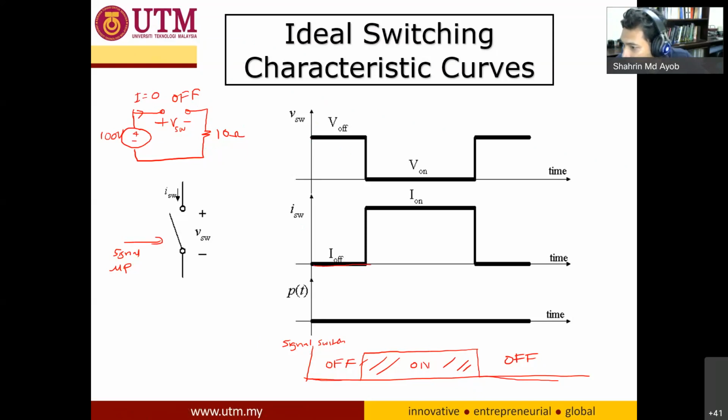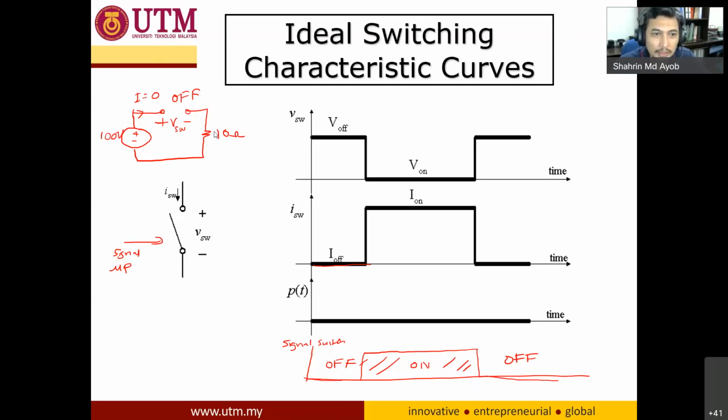Yeah, 100 volt. Isn't it a short circuit because the switch is off? When the switch is off, what do you mean by short circuit? Because right now the switch is off. Open circuit. Yeah, this is open circuit, right? So the current cannot flow. That's why you have zero current here. But there is a voltage. This is the voltage across the switch.